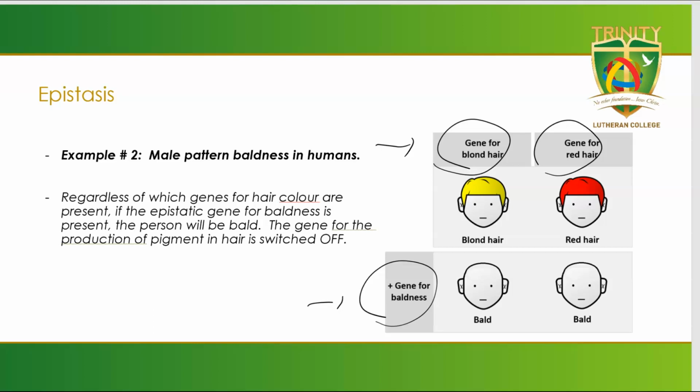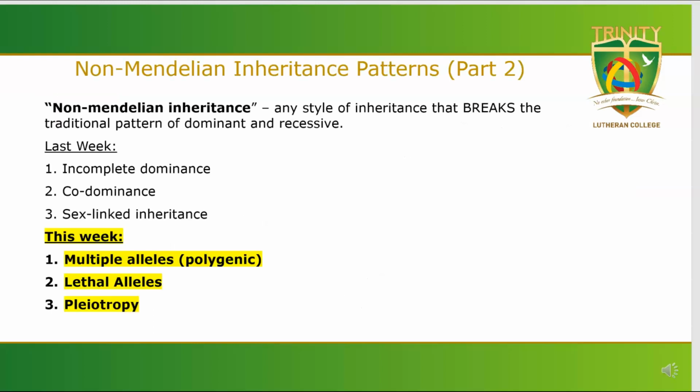Okay, that is all I wanted to go through with you this week on non-Mendelian inheritance. So we have now finished incomplete, codominant, sex-linked, polygenic inheritance, lethal alleles, and pleiotropy. And we threw in epistasis for good measure, just to make sure that you don't mix them up. We are now done with non-Mendelian inheritance.